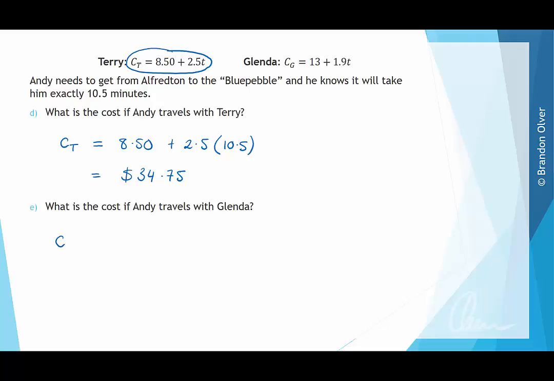For part E, we want to find out what the cost is if Andy travels with Glenda. So this time we're going to put it in the second equation, so this one here. And we know that it's going to be $13 for the call out plus $1.90 for every minute, and it's 10.5 minutes. And if you put that in a calculator, you find that the cost is $32.95.